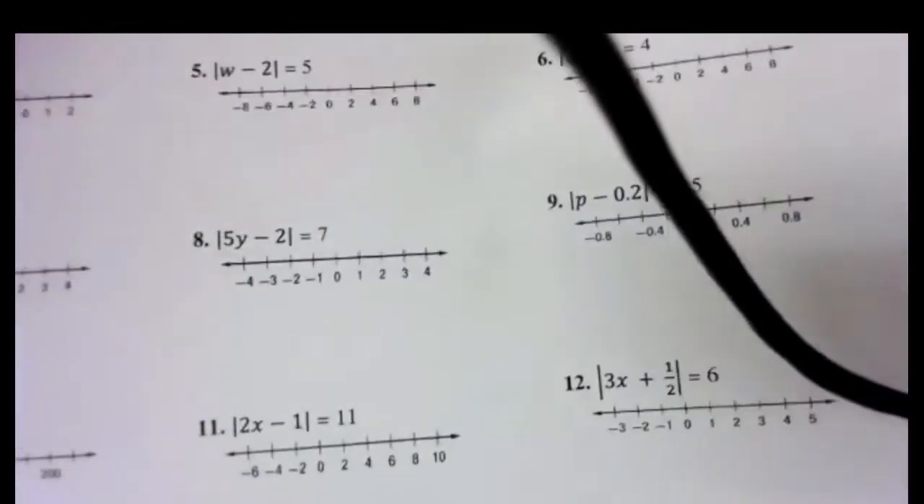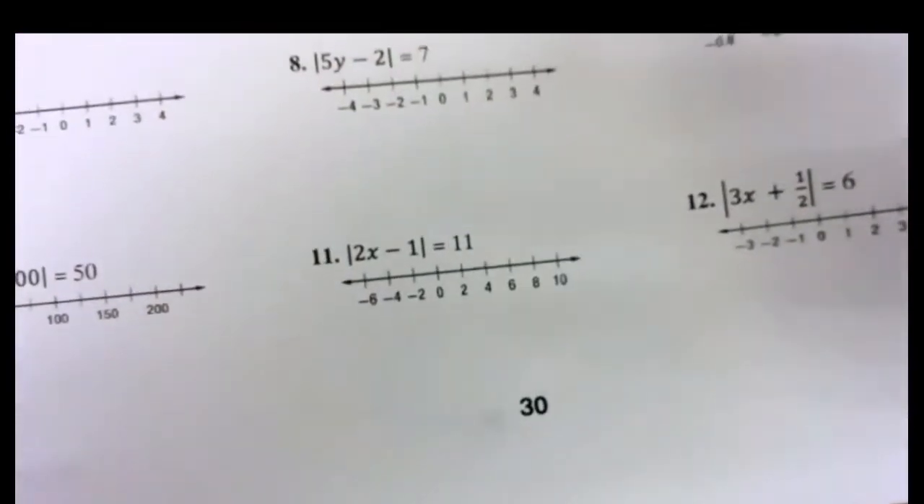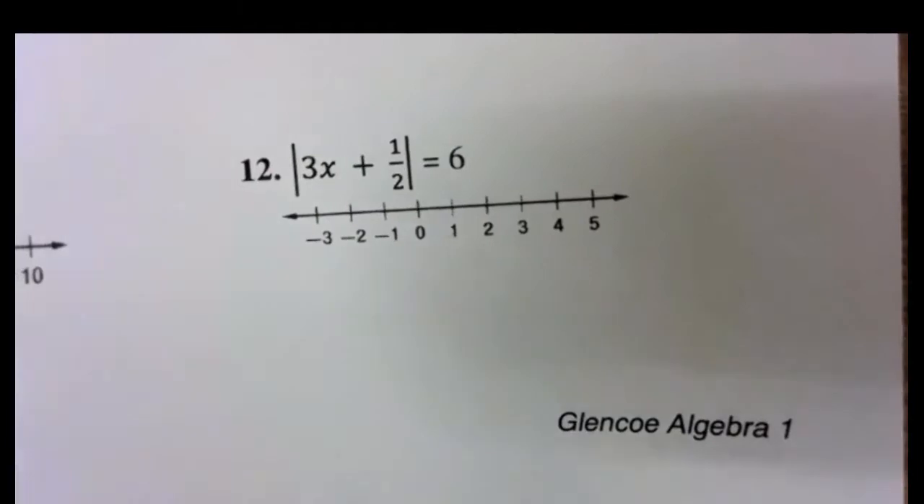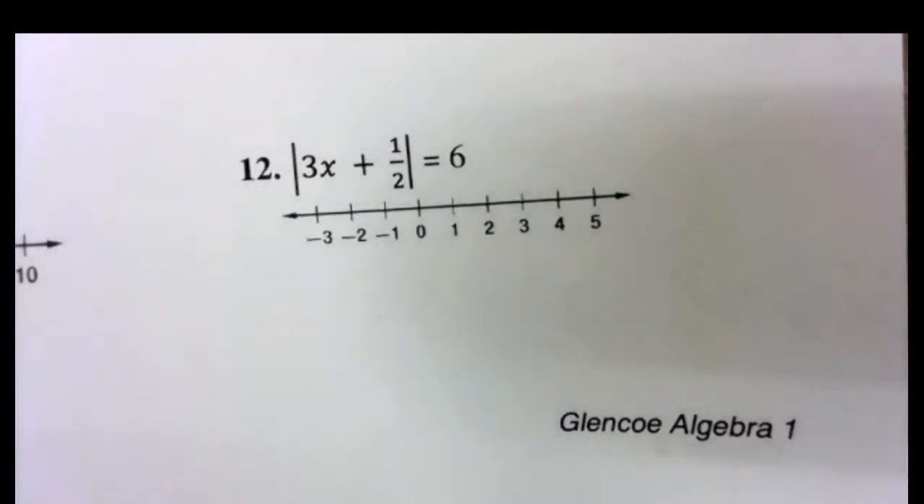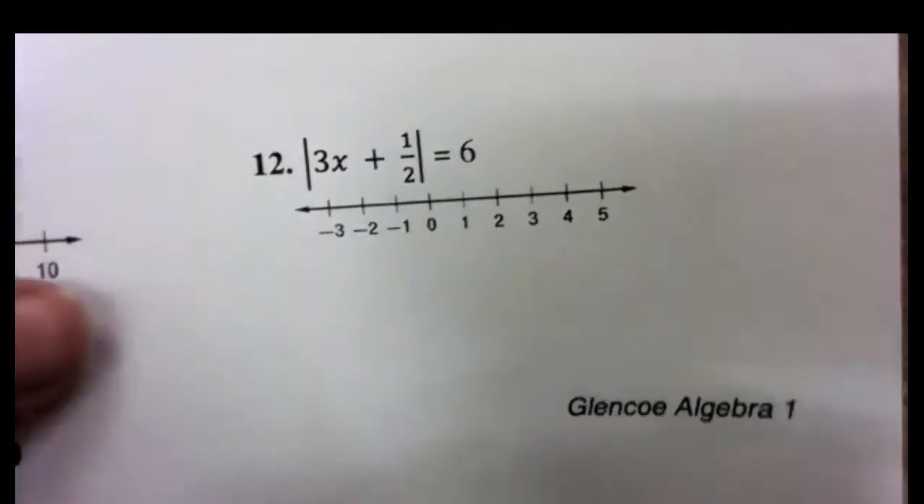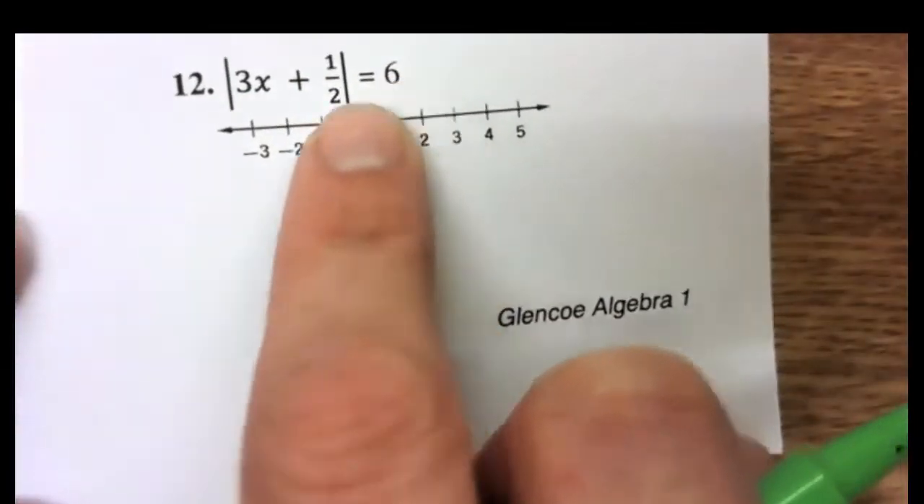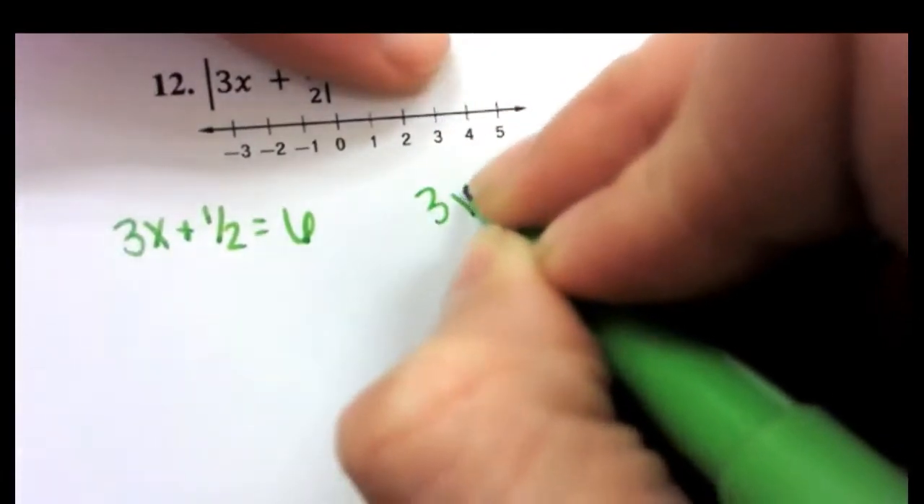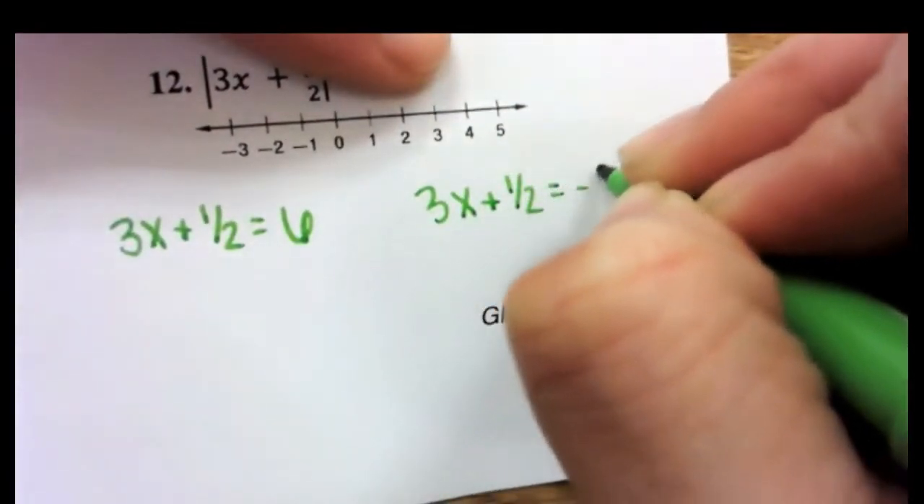12. So let's look at number 12 on the very first day. So you have the absolute value of 3x plus 1/2 equals 6. When you have an absolute value equal to a number, we have to do our case 1 and case 2. So you'll say 3x plus 1/2 equals 6. That's my case 1. And then case 2 is 3x plus 1/2 equals negative 6.